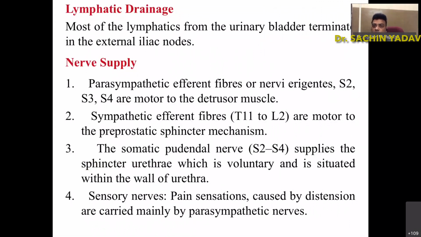So the parasympathetic supply is efferent, that is, motor fiber. It's known as the nervi erigentes, coming from S2, S3, S4. So for the organs of the pelvic cavity, the parasympathetic nerve gets presynaptic fibers from the segments S2, S3, S4. Above that, they are getting the nerve fiber from the vagus nerve. So just remember this. These are motor to the detrusor muscles. The muscles of the urinary bladder are known as the detrusor muscles.